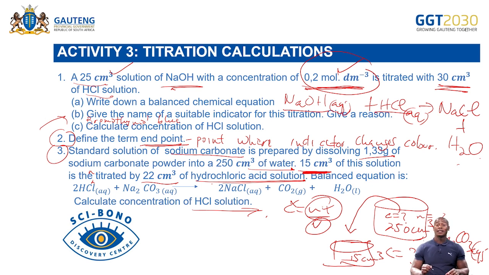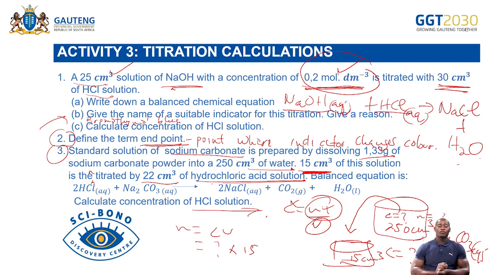this 15 cubic centimeters. So number of moles equals CV, right? You'll see something. We don't have the concentration of this solution. We only have the volume. My focus for now is sodium carbonate. I don't have the concentration of sodium carbonate, I only have the volume, which is 15, that titrated 22 cubic centimeters of hydrochloric acid. So the first thing I need to do is get the concentration of sodium carbonate.